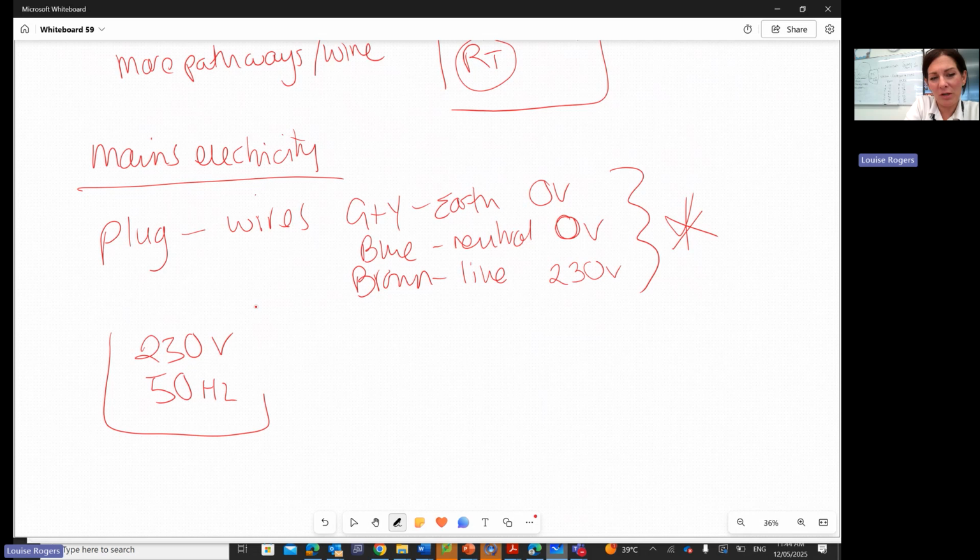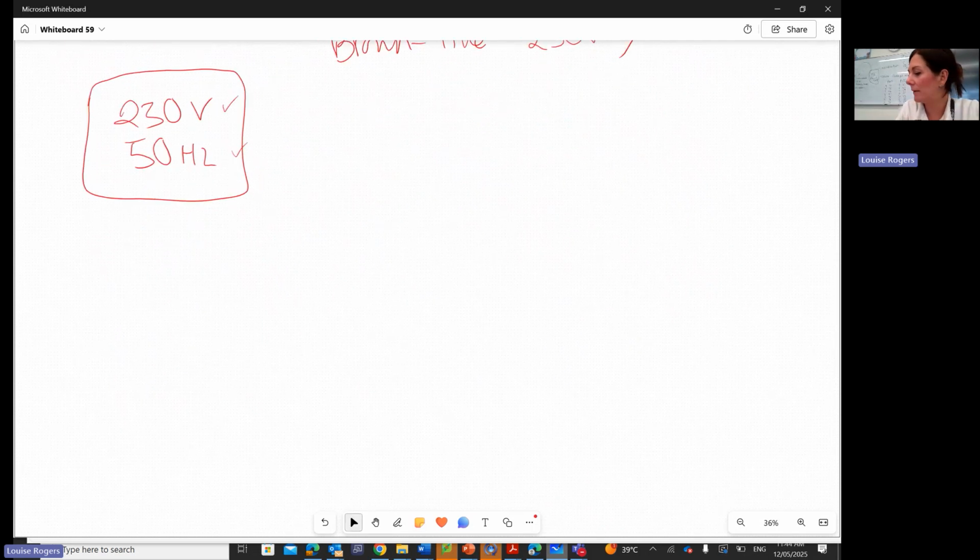Remember, you can't forget those numbers. I'm still getting people getting these two wrong, 230 volts and 50 hertz. So make sure you know those two. That's what comes in through the power supply in a UK home.